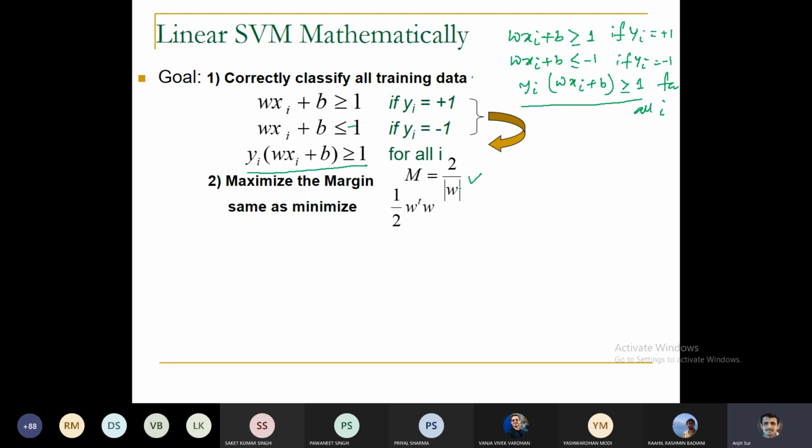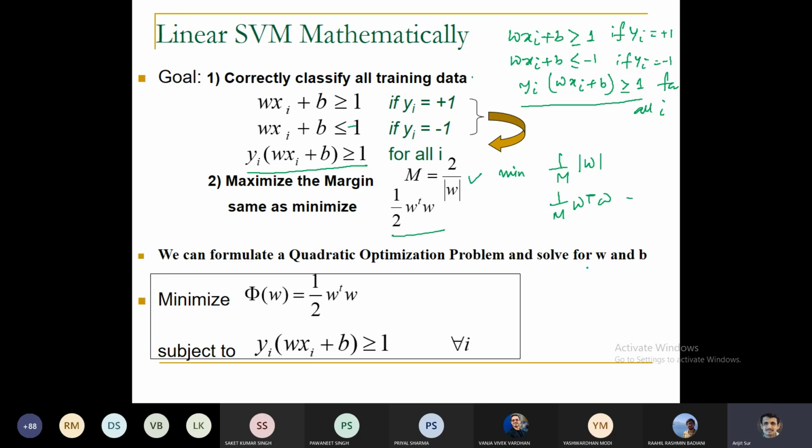Maximizing this is the same as minimizing 1 by m. So what is 1 by m? It becomes half, and the norm of w is basically 1 by m, so half of w transpose w. This is a constrained optimization problem. So we can formulate a quadratic optimization problem and solve for W and B, where the objective function is psi of W equals half of W transpose W, subject to the constraint that yi (w xi plus b) is greater than or equal to 1 for all i.